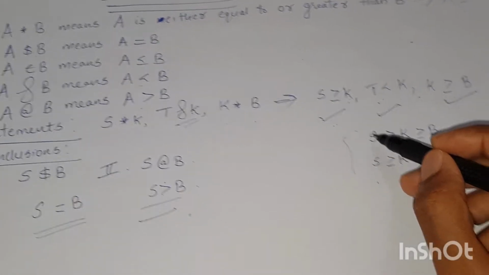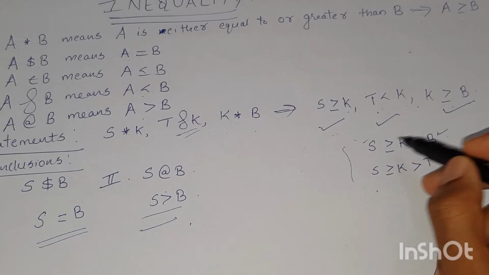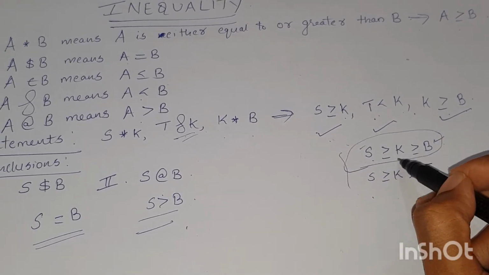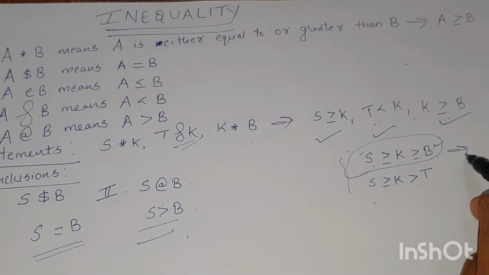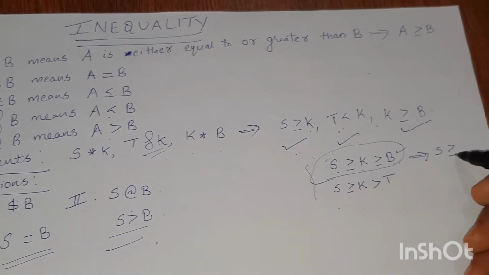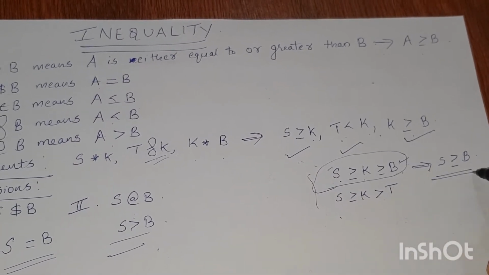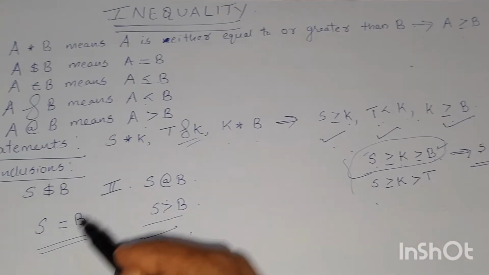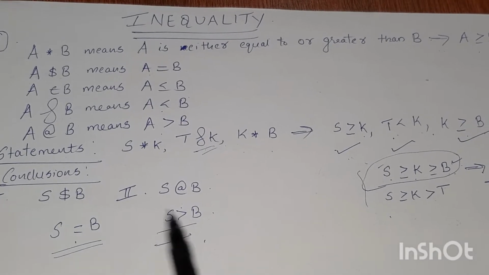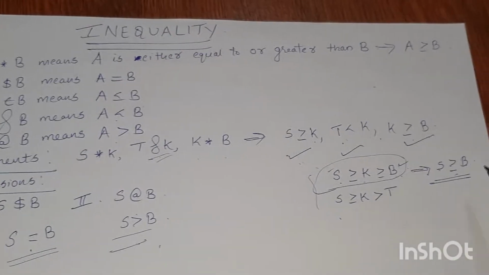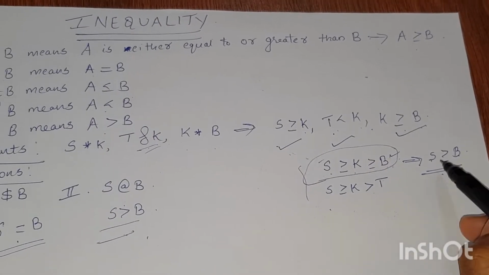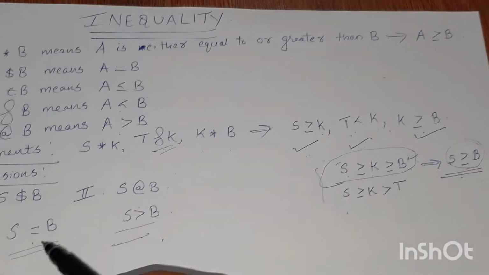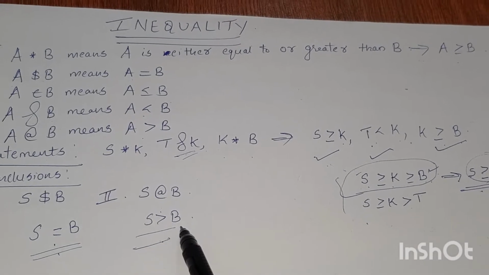What is the relationship between S and B? In the first case I have written, see, check it. S greater than or equal to K, greater than or equal to B, implies we can write it as S is greater than or equal to B. That means S is either equal to B or greater than B. So here conclusion 1 is S is equal to B, conclusion 2 is S is greater than B. That means it is given that S is greater than or equal to B. That means either S is equal to B or S greater than B.